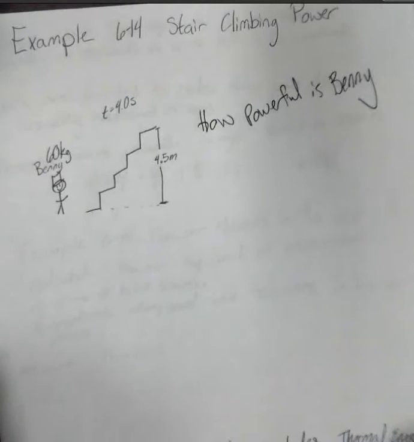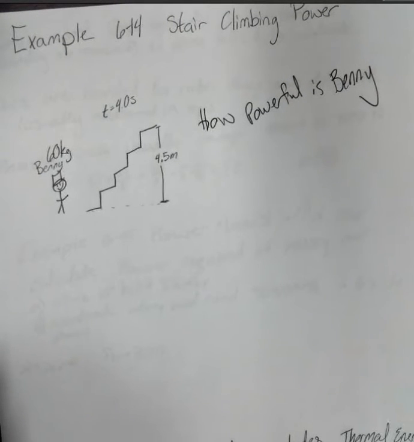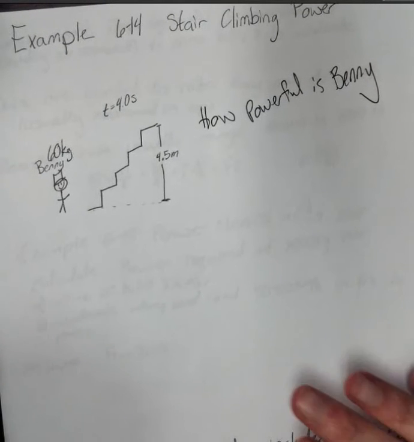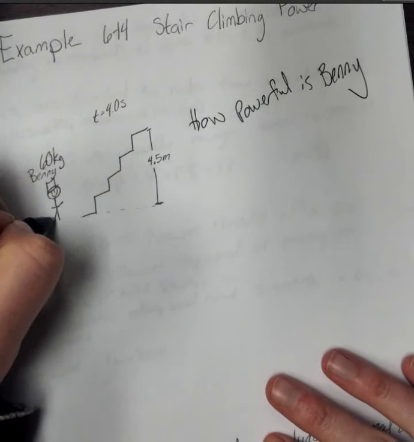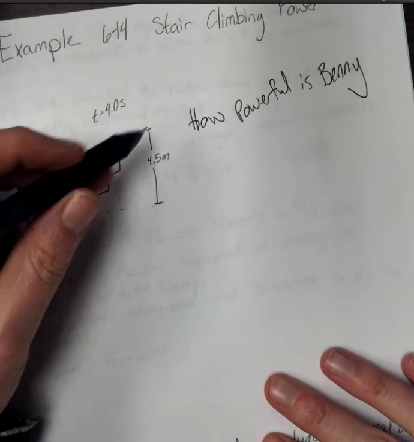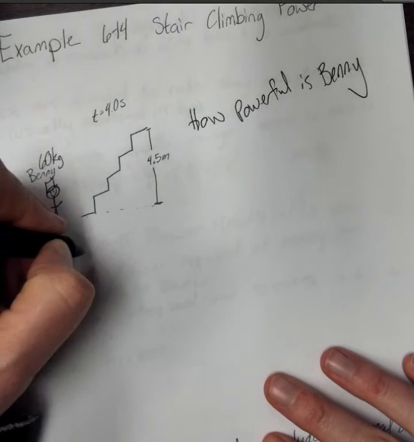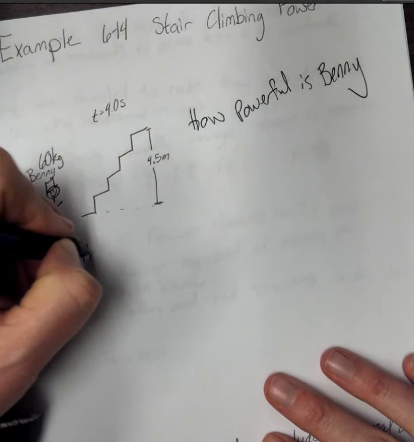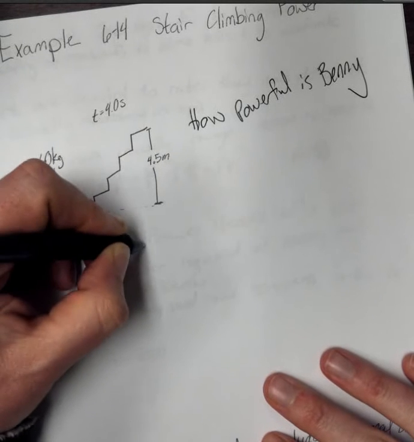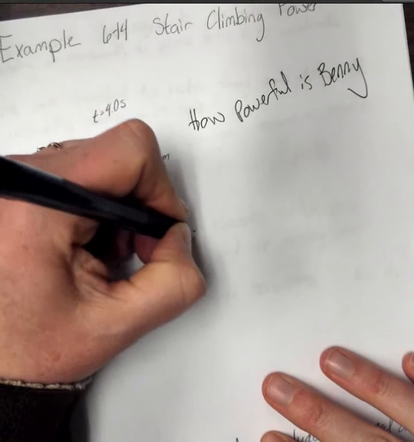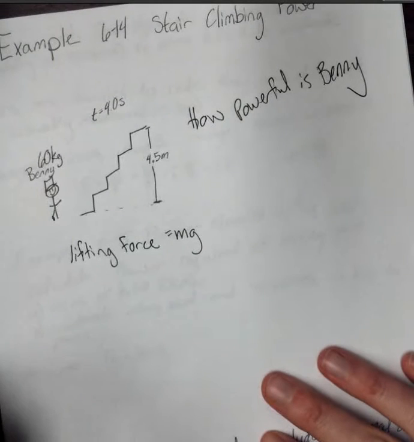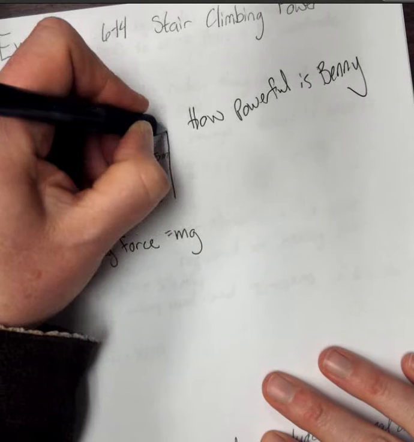And we do know that Benny is in fact all powerful, but in order for us to consider this calculation, we're going to consider his lifting power. So in order to bring his 60 kilogram body from the bottom of the steps to the top of the steps, he is going to have to lift his mass or oppose gravity. So that means that his lifting force is equal to mg. And the only way that he can apply that lifting force is upward.